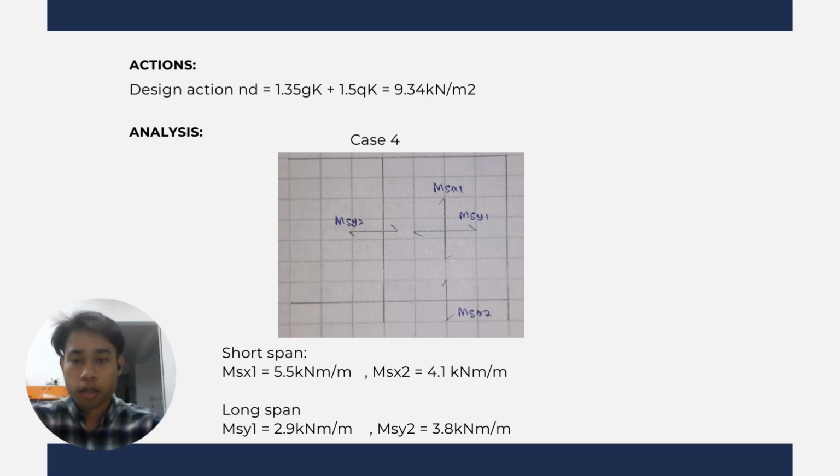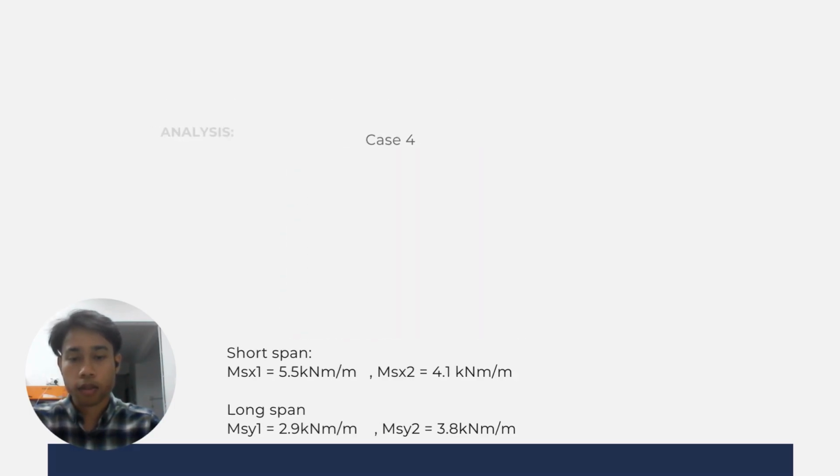And for the MSX1, we get 5.5 kNm/m. And MSX2, we get 4.1 kNm/m. For the MSY1, we get 2.9 kNm/m. And for the MSY2, we get 3.8 kNm/m.